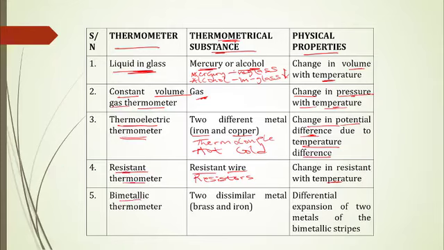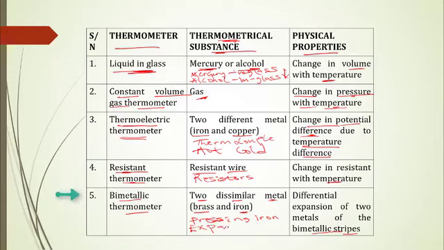We also have a bimetallic thermometer. A bimetallic thermometer is a thermometer that makes use of brass and iron as its thermometric substances. It is brass and iron because they are two dissimilar metals. They are not similar to each other. They work on the principle of the bimetallic strip used in pressing irons. In pressing irons, the bimetallic strip, due to expansion, can help us to increase or lower the temperature of the iron.